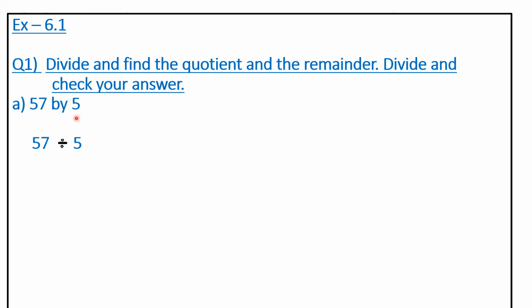5 ones are 5, 5 twos are 10, 5 threes are 15. So you have to read this table. You can write also in the rough column. It will be easier. So now 57 by 5. So we will write in the symbol like that, 57 divided by 5.